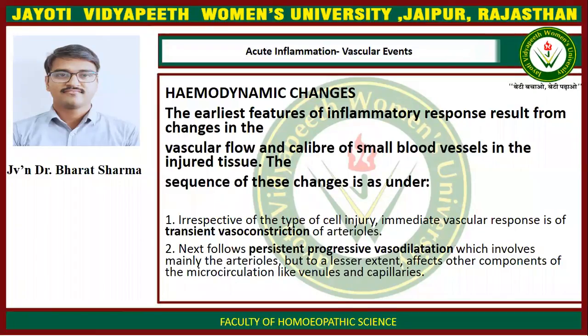First, irrespective of the type of cell injury, immediate vascular response is of transient vasoconstriction of arterioles. Next follows persistent progressive vasodilation, which involves mainly the arterioles but to a lesser extent affects other components of the microcirculation like venules and capillaries.